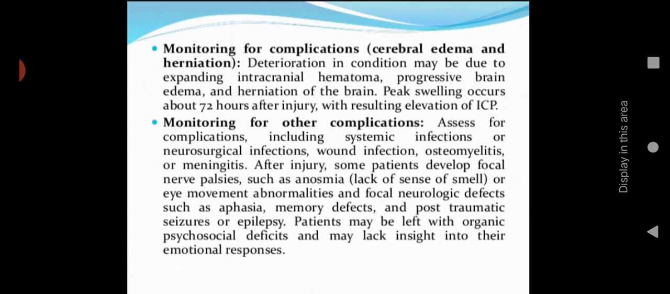So sometimes they will be left with organic psychological deficit. They have some chance of memory loss or short-term memory loss. Then there are some problems related to their thinking. Okay, cognitive abilities will be reduced.